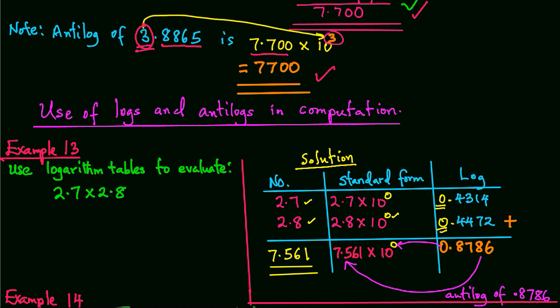0.8786, and then we get the antilog of this number. And from the tables, you'll find that antilog of 0.8786 is 7.561, then times 10 raised to, our characteristic here is 0, so that would be 10 power 0. And therefore, the value is 7.561.